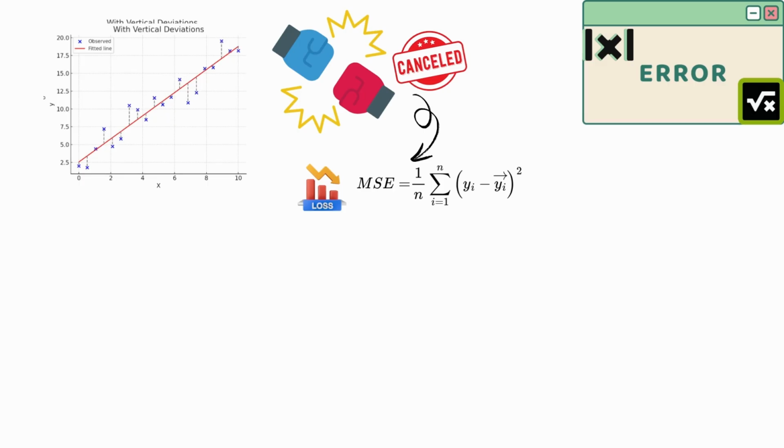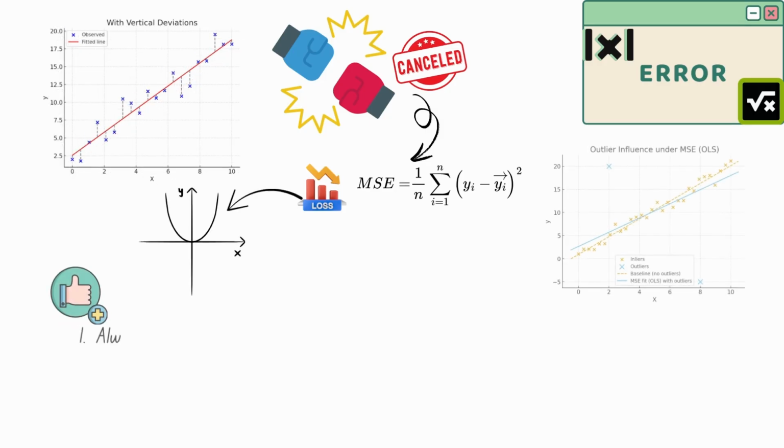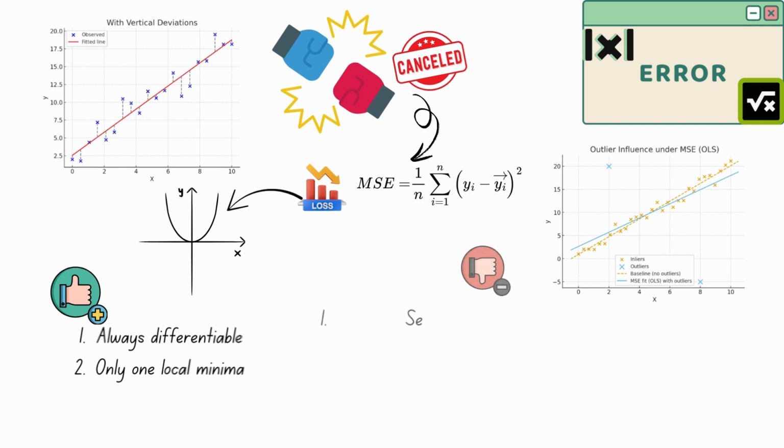For mean square error, it's the average of all those squared distances. It's always differentiable, which means we can apply gradient descent to optimize it. The error surface only has one local minima, but MSE also has some drawbacks. It is sensitive to outliers. Because we squared the error, the unit of the error isn't the same as the target variable.